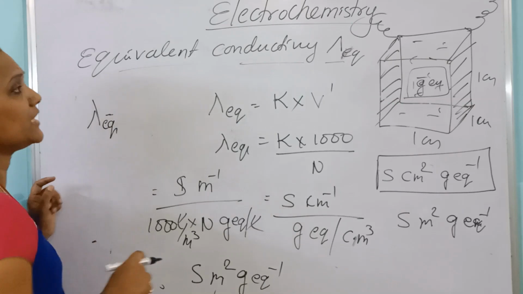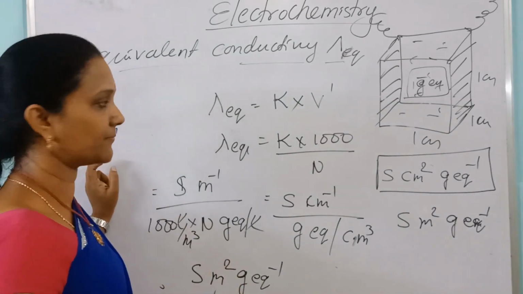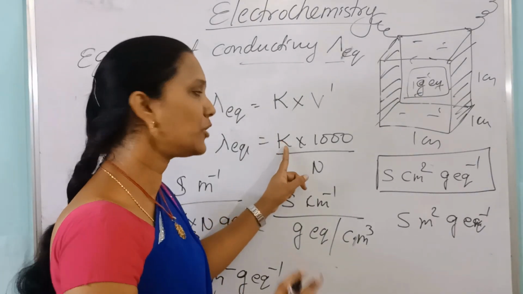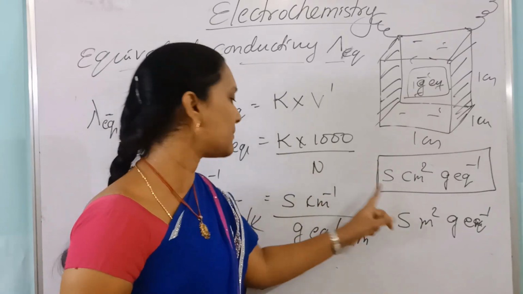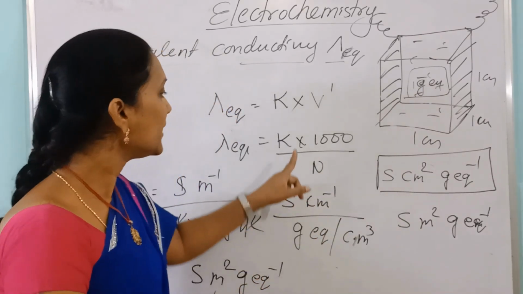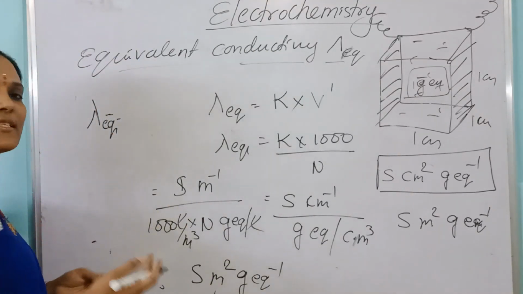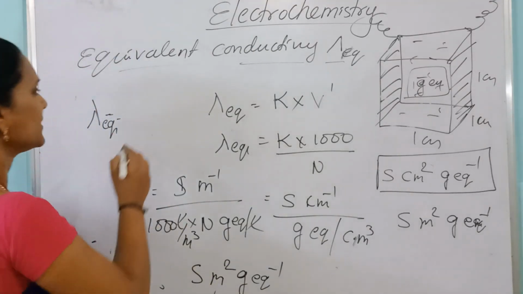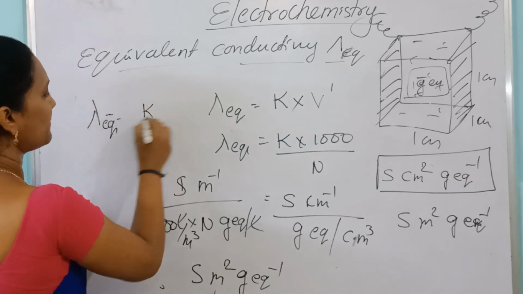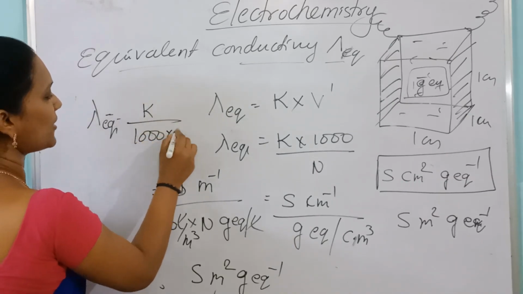Gram equivalent conductivity is asked. Okay, problem. Now here you observe the K units. If K units are Siemens per centimeter, it is given into 1000 by normality. If Siemens per meter is given, otherwise convert meter into centimeter. Okay, Siemens per meter is given: K by 1000 into normality.